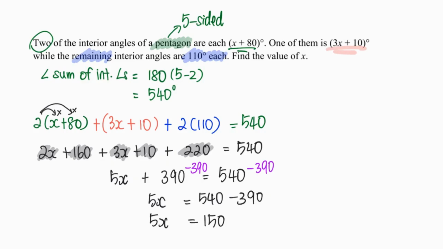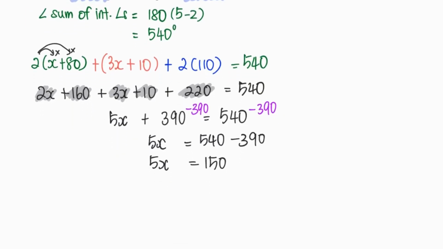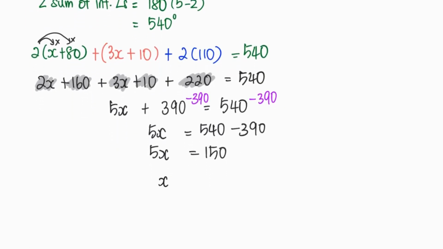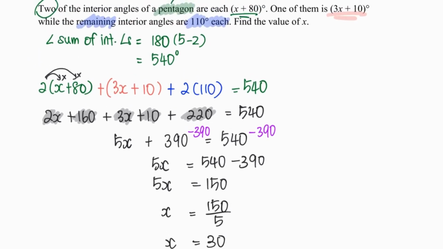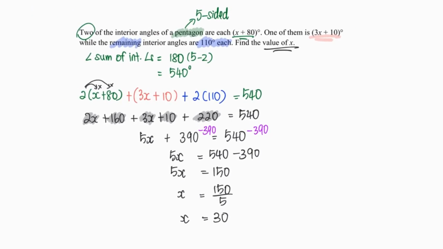Let me create some space. So I'm going to divide by 5 on both sides. And since the question asks for value, there's no need for units.